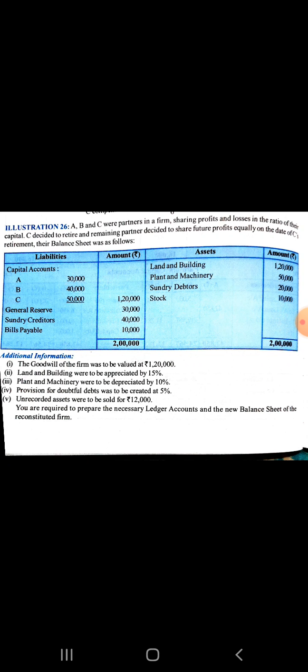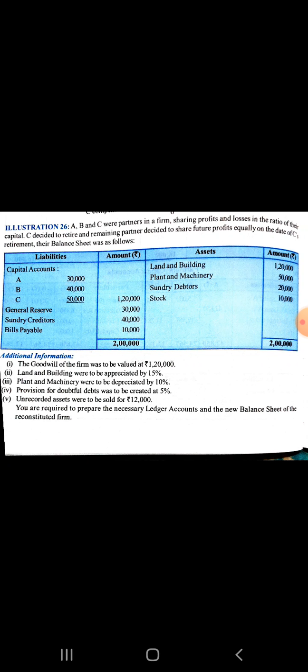Balance sheet liabilities: capital accounts A 30,000, B 40,000, C 50,000. General reserve 30,000, sundry creditors 40,000, bills payable 10,000. Asset side: land and building 1,20,000, plant and machinery 50,000, sundry debtors 20,000, stock 10,000. Balance sheet total 2 lakhs.